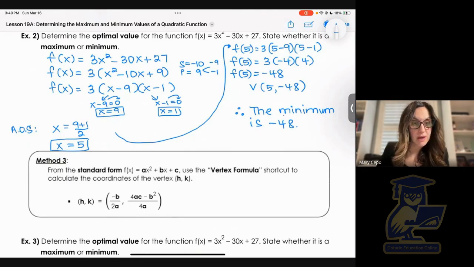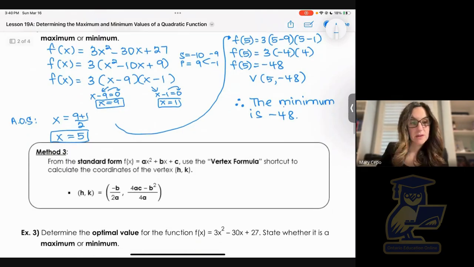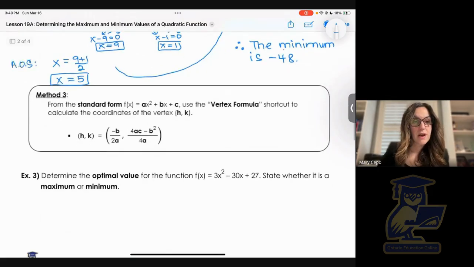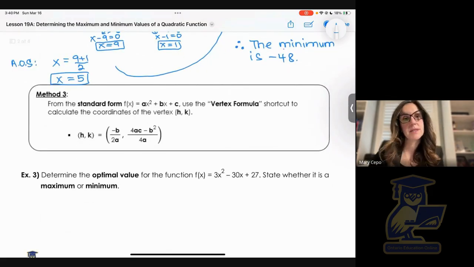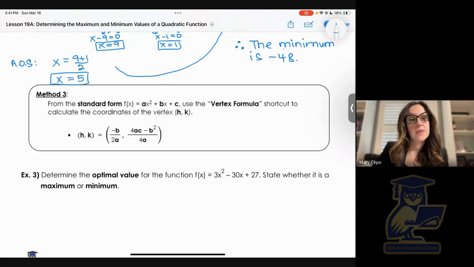Now, the third method is we can take it right from standard form, where f at x is equal to ax squared plus bx plus c. We can use the vertex formula. So this is a shortcut that we don't often use, but I will introduce it to you to calculate the coordinates of the vertex, h and k. So if you know, again, in standard form, the a value is the coefficient in front of x squared, the b value is the coefficient in front of x, and that c value is that constant. It doesn't have any variables attached to it.